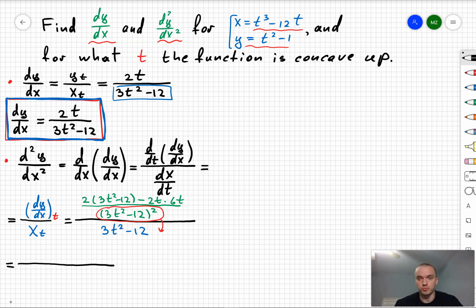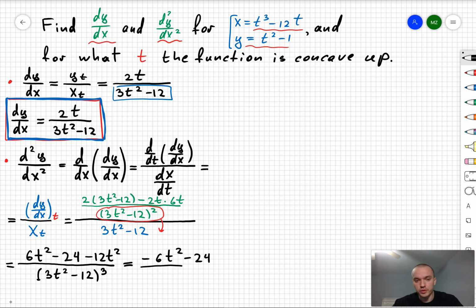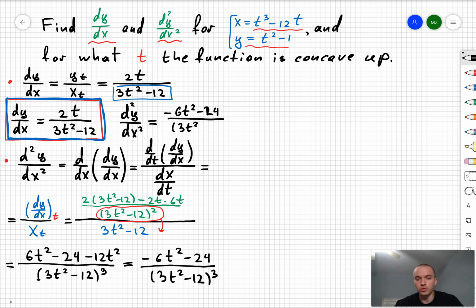First I'm going to move the bottom part to the bottom, and I will get 3t squared minus 12 cubed. And then I'm going to do some algebra. I'm going to get 6t squared minus 24 minus 12t squared, and so I get negative 6t squared minus 24 over 3t squared minus 12 cubed. So you can see that my second derivative is equal to negative 6t squared minus 24 over 3t squared minus 12 cubed.